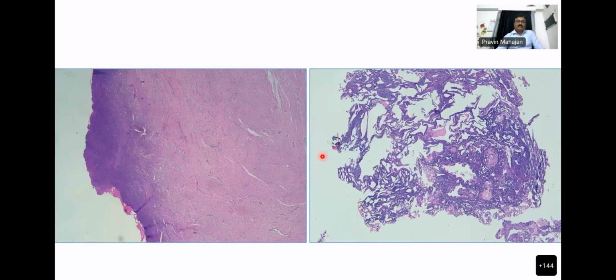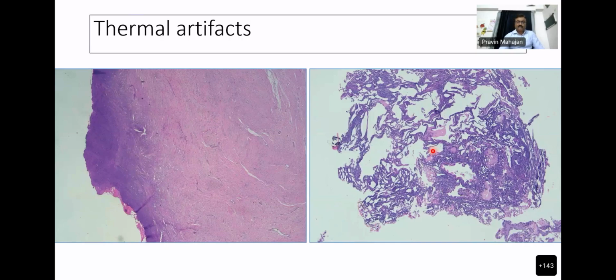This is another prefixation artifact. On the left-hand side image, this is again a cervix, and on the very extreme left of the image you can see a lot of very dark staining. This is a thermal artifact. On the right side, there is a tissue which has a complete thermal artifact. In fact, you cannot make out which tissue it could be.